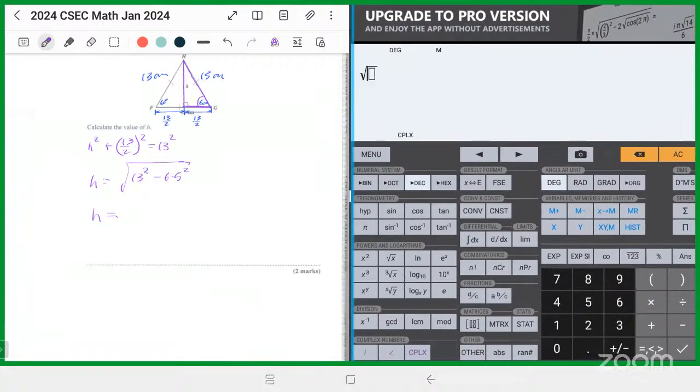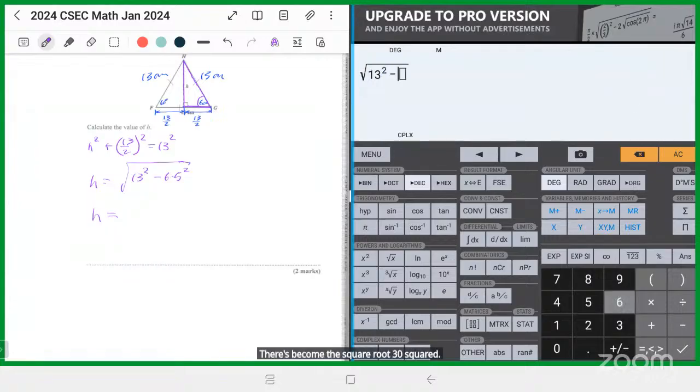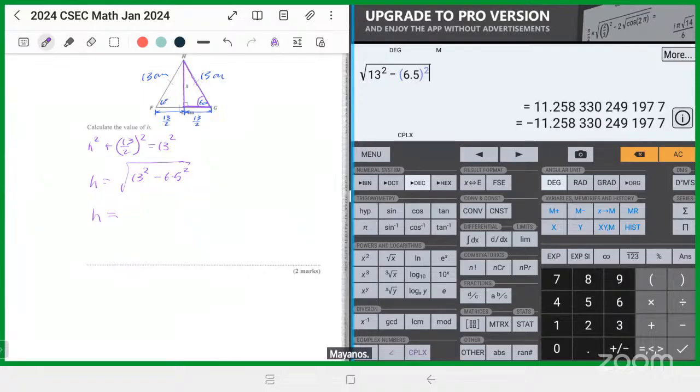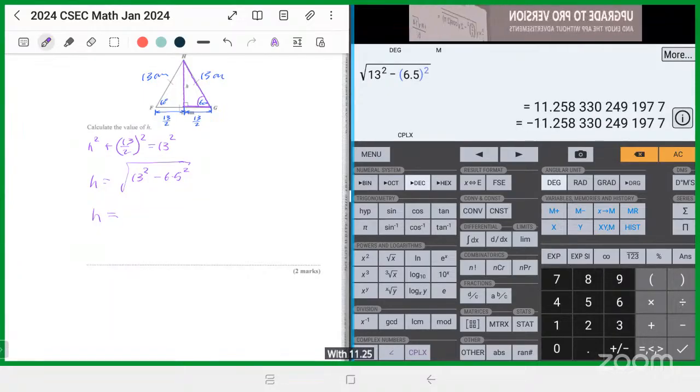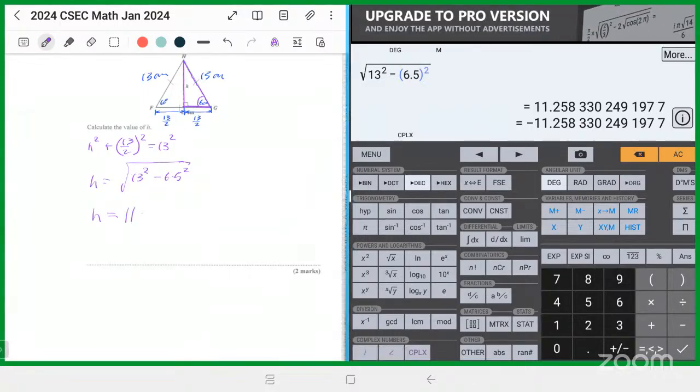This becomes the square root of 13 squared minus 6.5 squared. We get 11.25. Let's call it 11.3 centimeters. Let's do it another way using trigs.